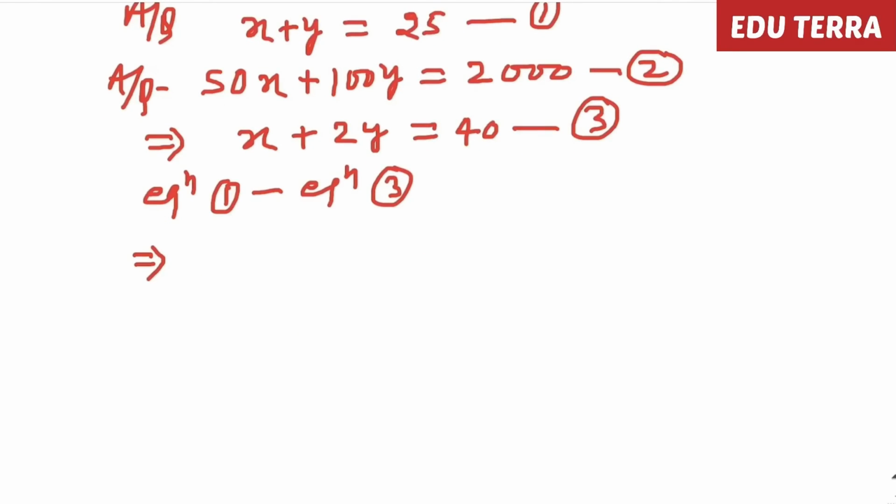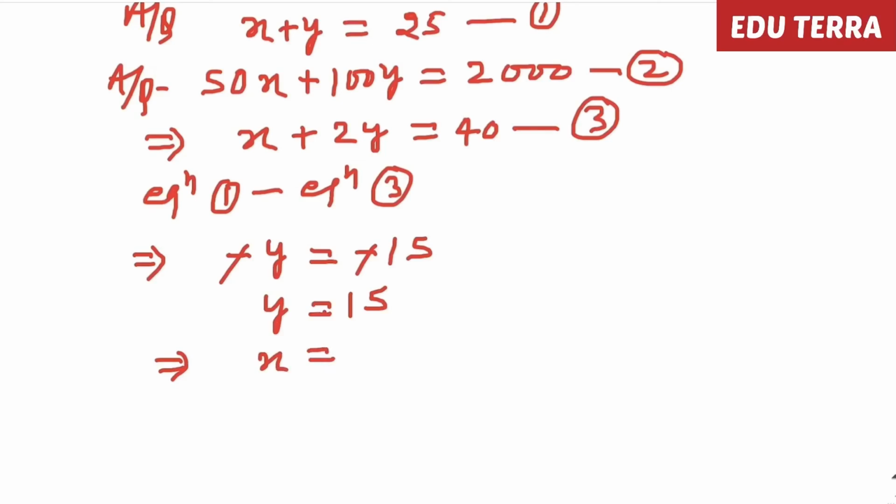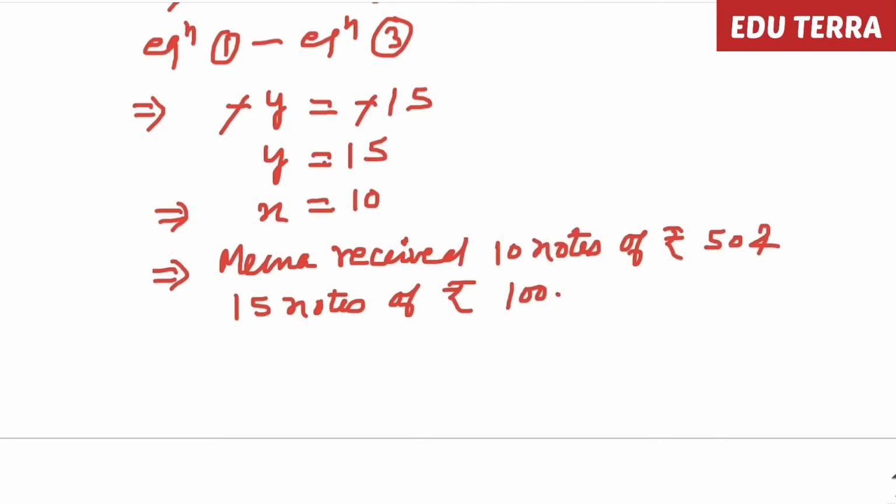Now x and x will be cancelled due to the change in sign. You will get minus y equals minus 15. So minus and minus cancel, y equals 15. So y means the 100 rupees notes. So she got 15 notes of 100 rupees. So x equals, you can directly write it, otherwise put it in equation 1. So x equals 10. These two are our answer.